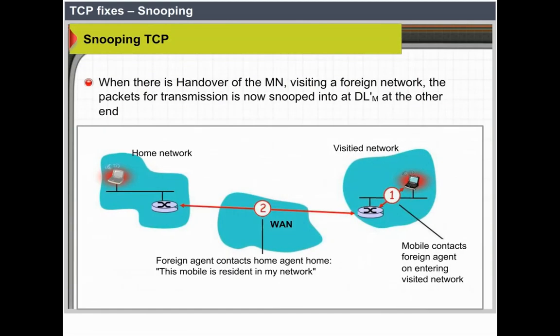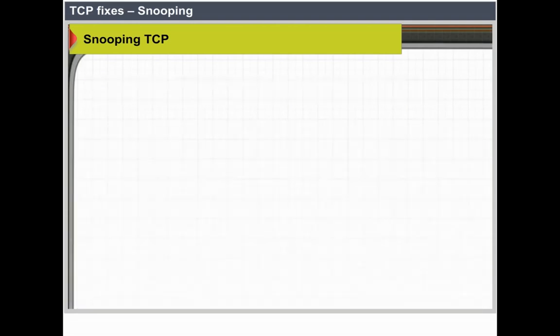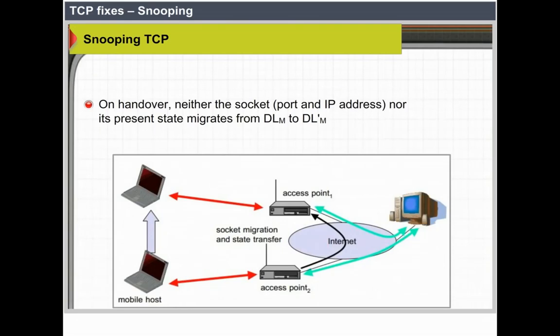Snooping TCP. When there is handover of the MN while visiting a foreign network, the packets for transmission are now snooped into at DLM at the other end. On handover, neither the socket port and IP address nor its present state migrates from DLM to DLM.